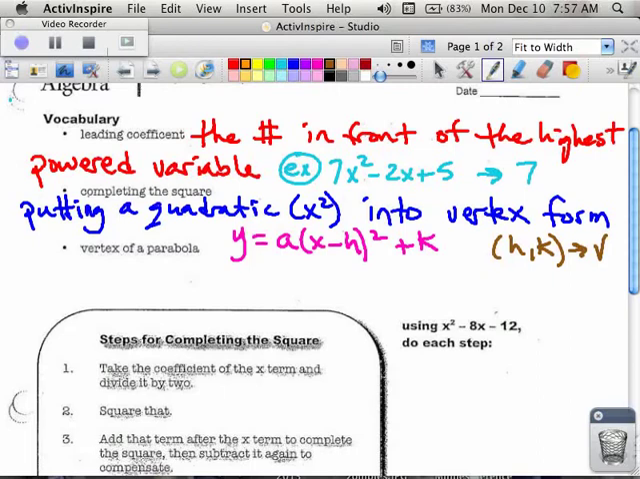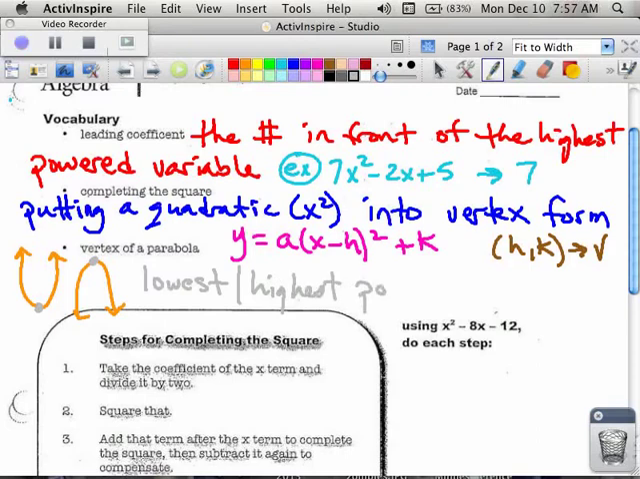And this vertex thing that we're talking about, if you look at a parabola, you'll see that we have opening up parabolas or opening down parabolas. And the vertex would be the lowest point or the highest point of that parabola. That's what we were just talking about with this h, k thing. That's the vertex.